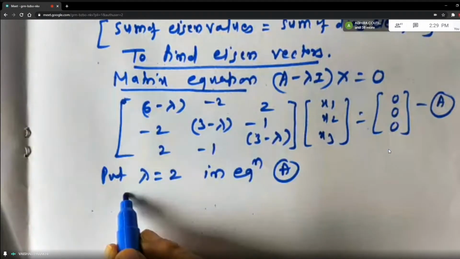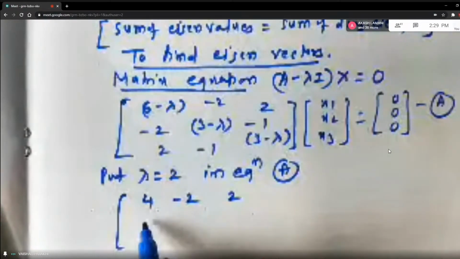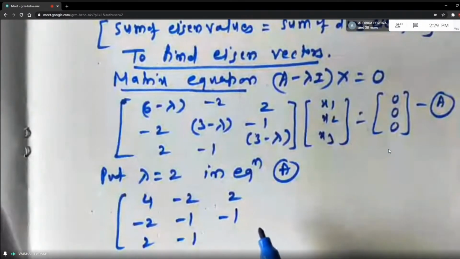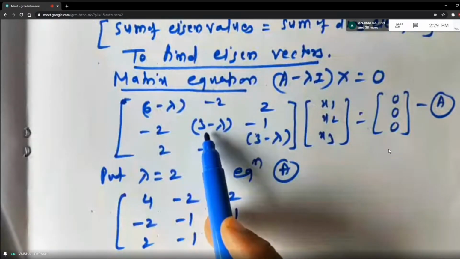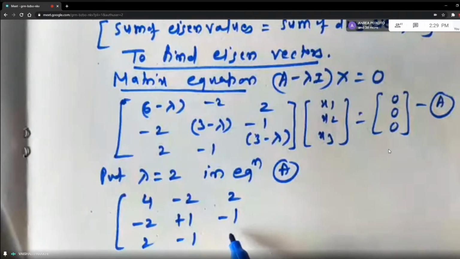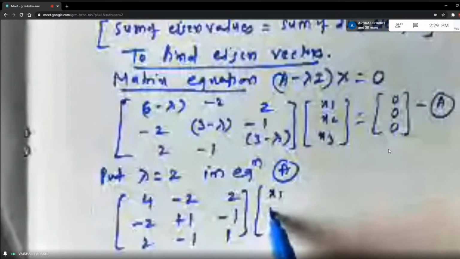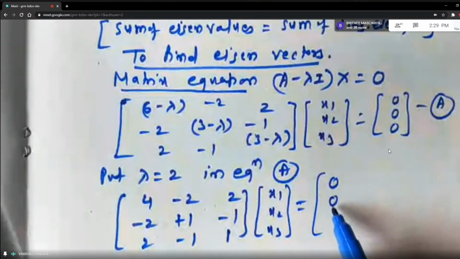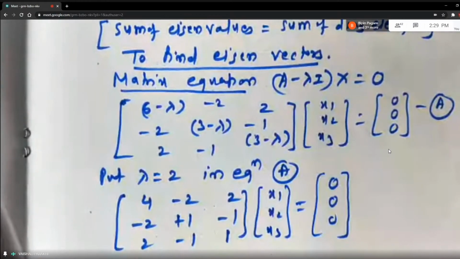Okay, so see what happens here. 6 minus 2 is 4, then minus 2, 2, minus 2, this is minus 1, minus 1, 2 minus 1, 3 minus, what is this here? 3 minus 2, no, this is plus 1, no? Plus 1. So this is 3 minus 2, this is also plus 1. And this is x1, x2, x3 and 0, 0, 0. Nothing I did, I just replaced lambda by 2.